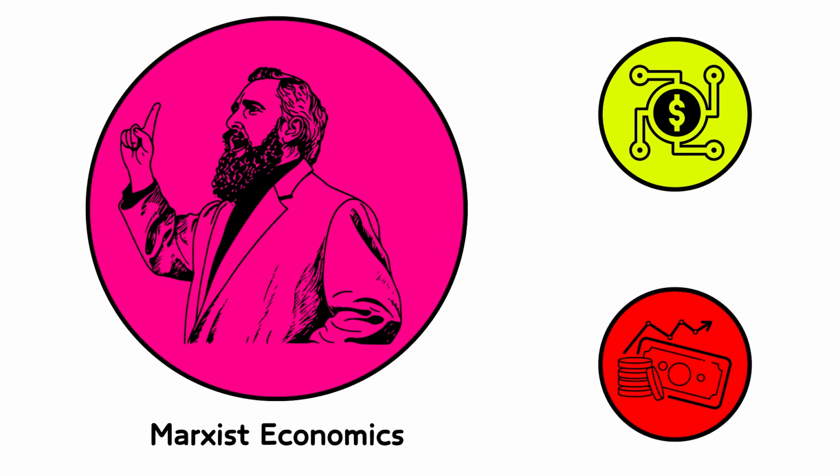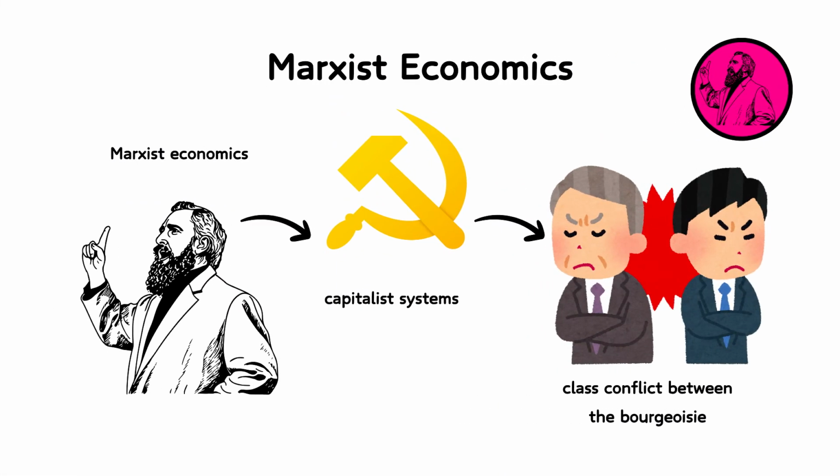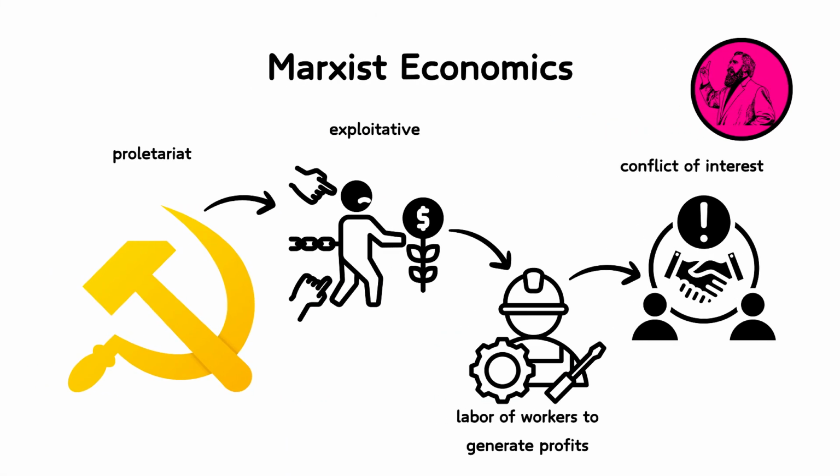Marxist Economics. Marxist economics, based on the theories of Karl Marx, offers a profound critique of capitalist systems. It focuses on the dynamics of class conflict between the bourgeoisie, the capital owners, and the proletariat, the workers. Marx argued that the capitalist system is inherently exploitative, as it relies on the labor of workers to generate profits for capitalists, creating an inherent conflict of interest between the two classes.